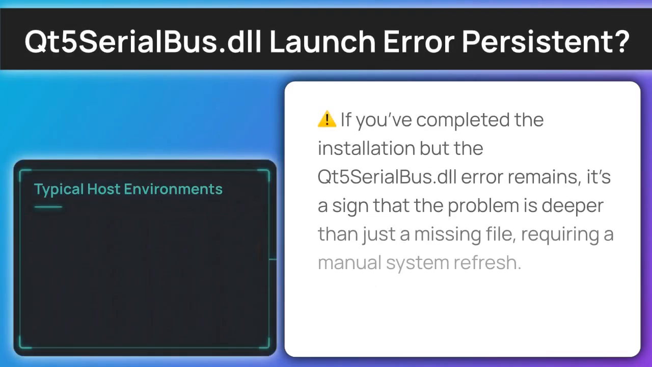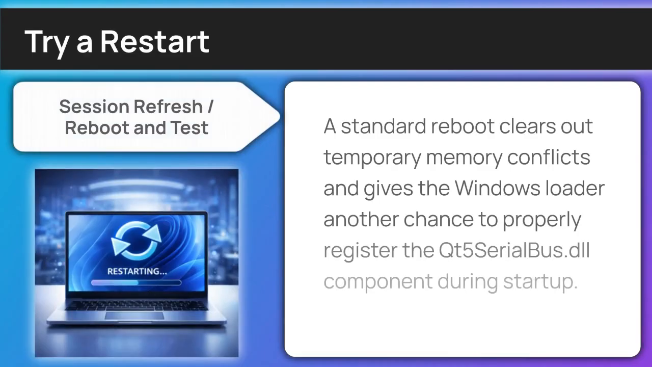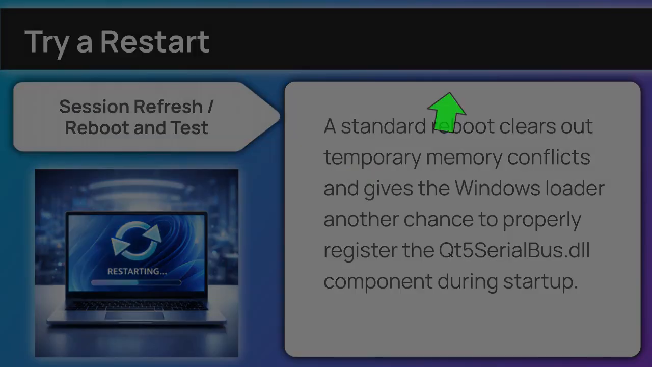If the application still won't initialize, we need to shift our focus to how the Windows loader is interacting with the library. A system reboot is a reliable way to clear away zombie processes that might be interfering with Qt5 Serial Bus. It's a low-impact step that ensures your operating system is starting with a synchronized environment.